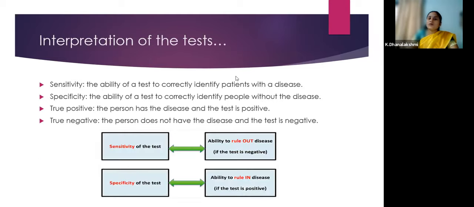So this is how we have to interpret the results. So what is sensitivity? The ability of the test to correctly identify the patients with the disease. The test has to identify all the individuals with the disease. That is called sensitivity. So what does it indirectly imply?